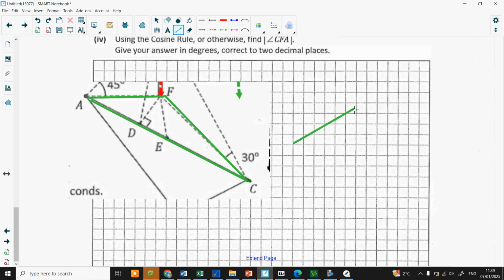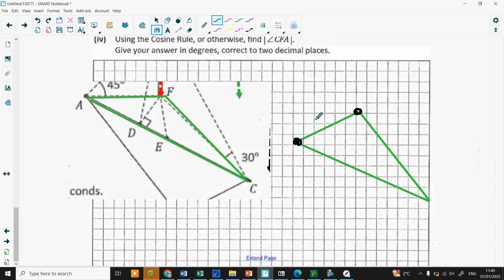Everybody see the green triangle? Okay. Now, what's A to F? Did we not get it earlier today? Anybody tell me what A to F is? A to F is H, yeah. Can anybody tell me what F to C is? Pretty sure it's root 3H.